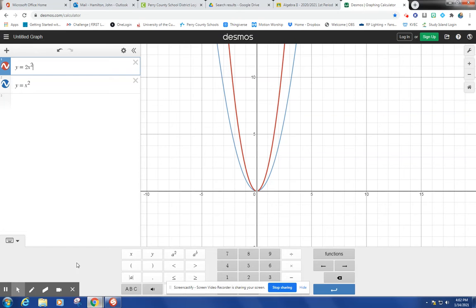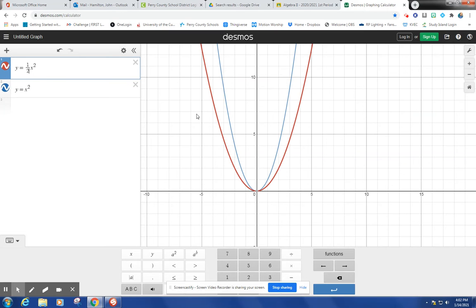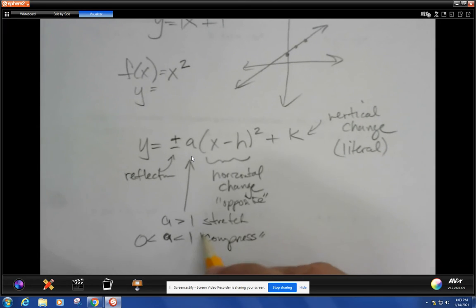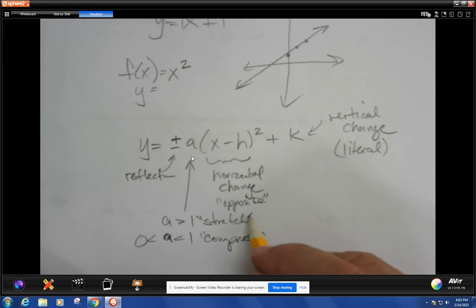We'll go back to our graph. I know we're flipping back and forth quite a bit, but hopefully you're able to take a look at this and see what's happening. So you notice if I change this to 1/2, now all of a sudden, here's my parent graph, the blue one. The red one is starting to flatten out. Okay, another word we could use for that is compress. And so this A in front of this really helps me determine whether the graph is going to stretch or whether it's going to compress. Okay. So that is just kind of a review from chapter 2.